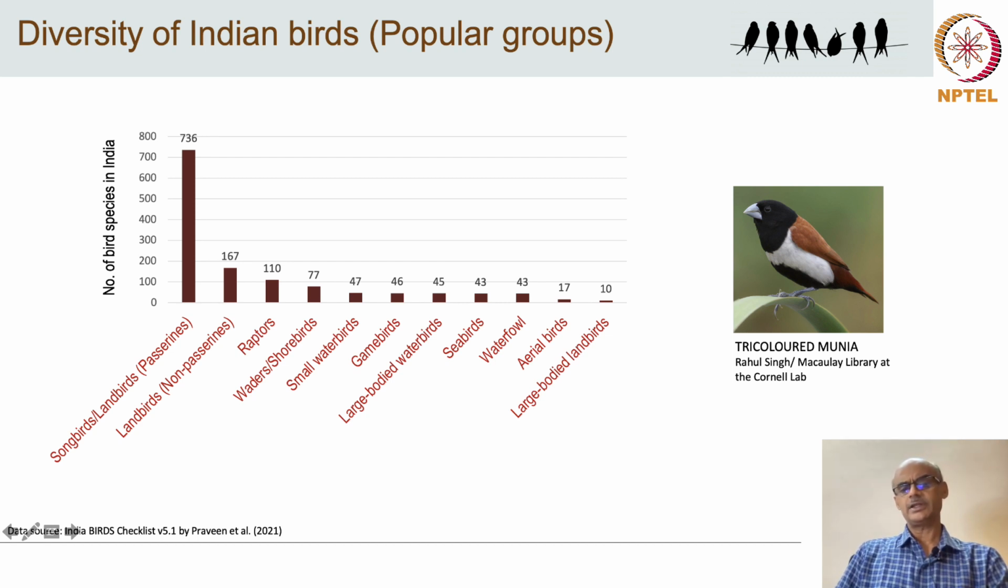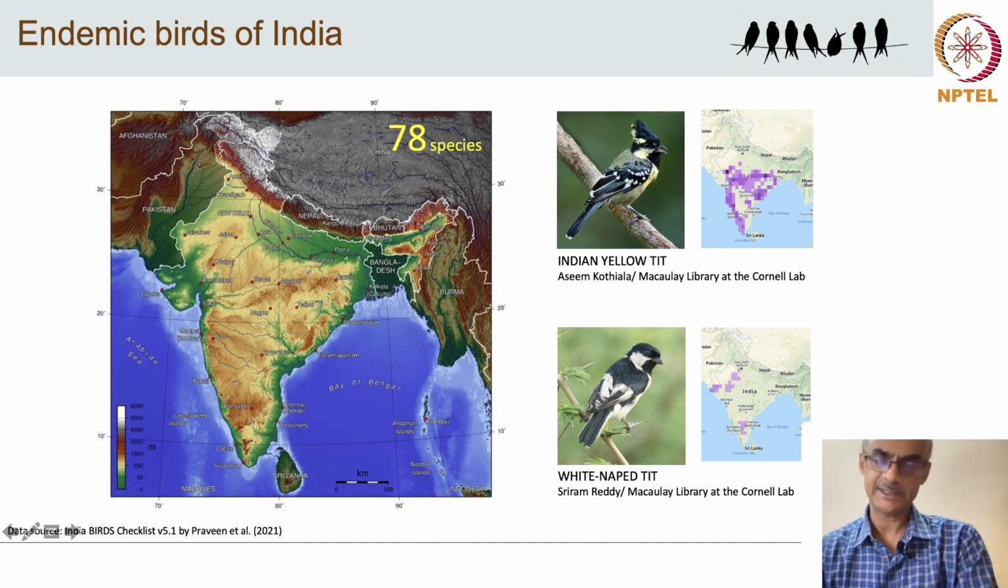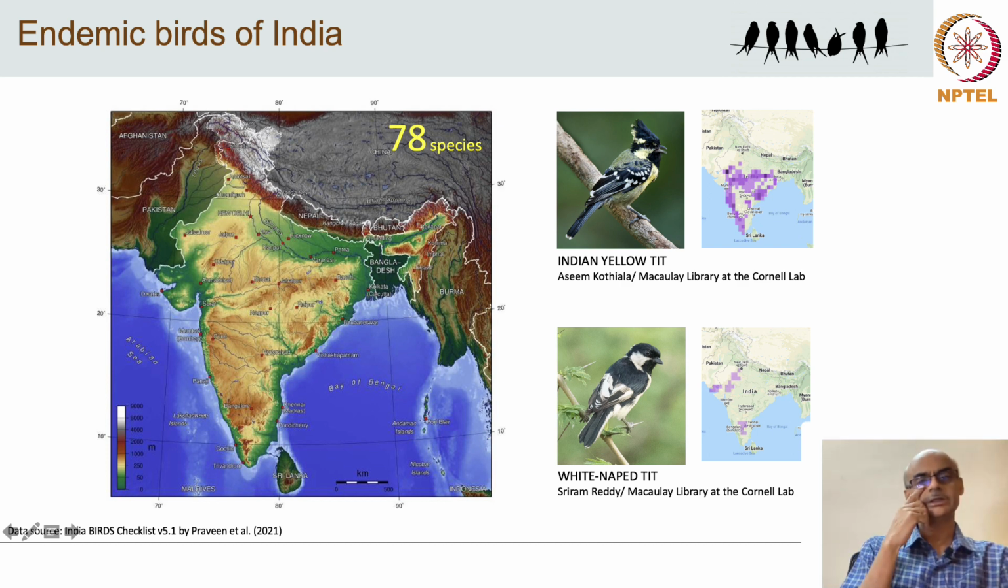So 43 are the ducks and geese, and 17 species of aerial birds, mainly composed of swifts and swallows. And of course, then there are only 10 species of the large-bodied land birds. That includes cranes, bustards, and other large-bodied land birds. So we have 1300 species of bird, 1341 to be more precise as per Praveen et al.'s latest estimate.